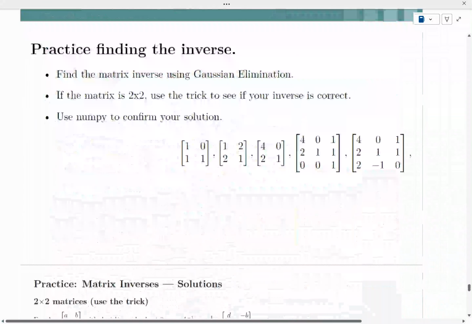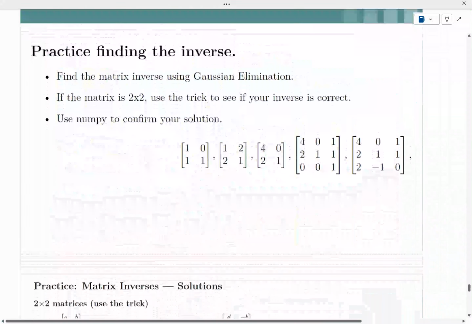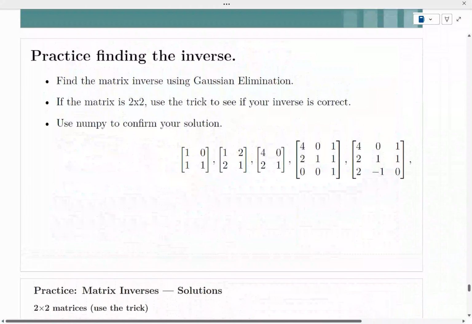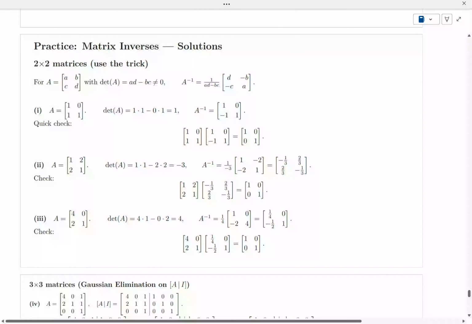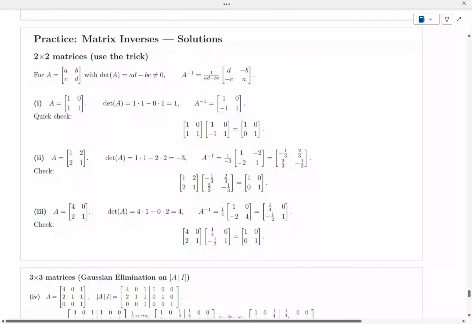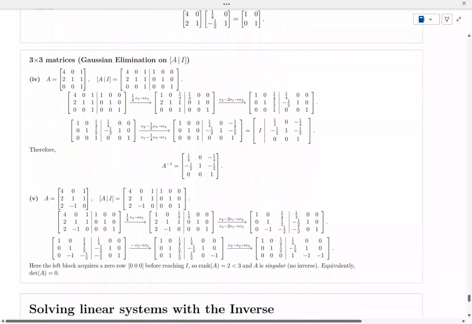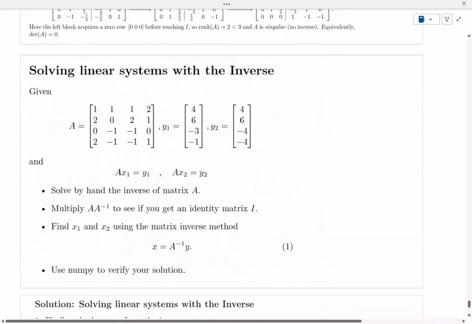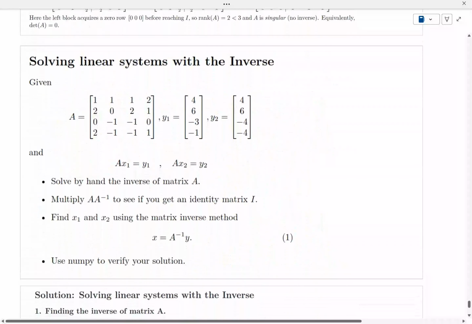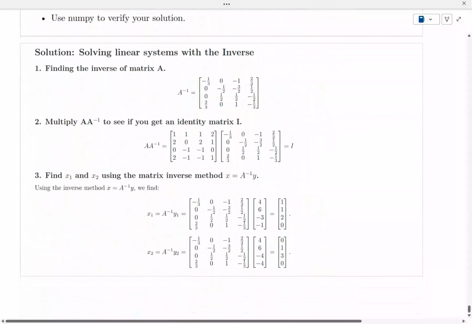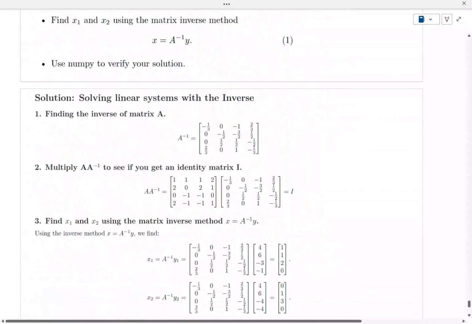I did provide extra practice questions, so if you want more practice, these are some extra practice for finding inverses. And here's the solution. Here are more solutions. Over here is another problem: solve a linear system. Pause the video if you want to solve it. And over here is the solution. And I think that's it for today.